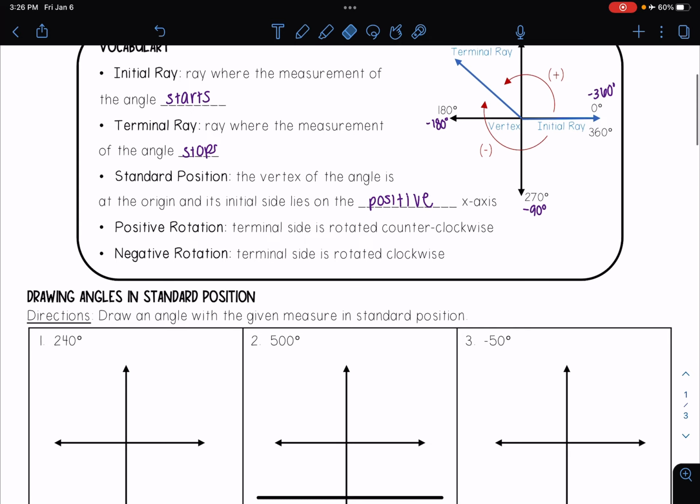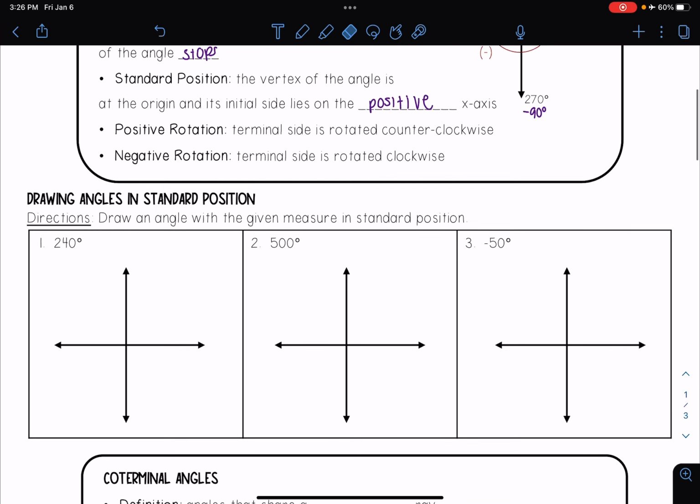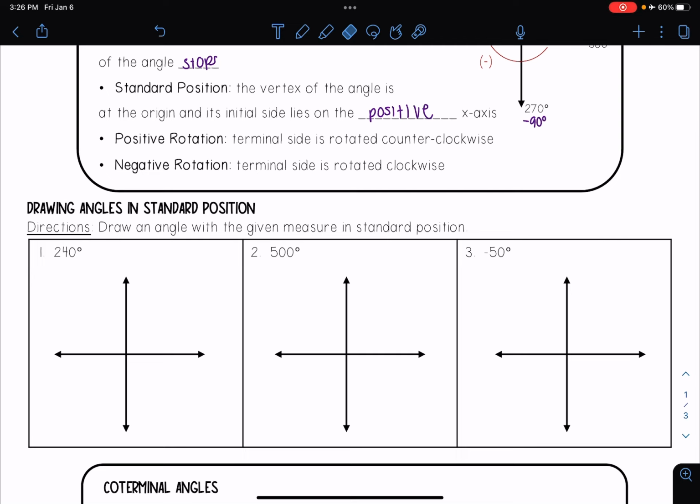So let's go ahead and practice drawing some of these angles. So we're going to draw an angle with a given measure in standard position. So for this first one, I have 240 degrees. And something I'm going to note is that this first starting point is 0 degrees, 90 degrees, 180 degrees, 270 degrees, and then the full circle is 360 degrees. So I see for 240, I'm going to be somewhere between this 180 and this 270.